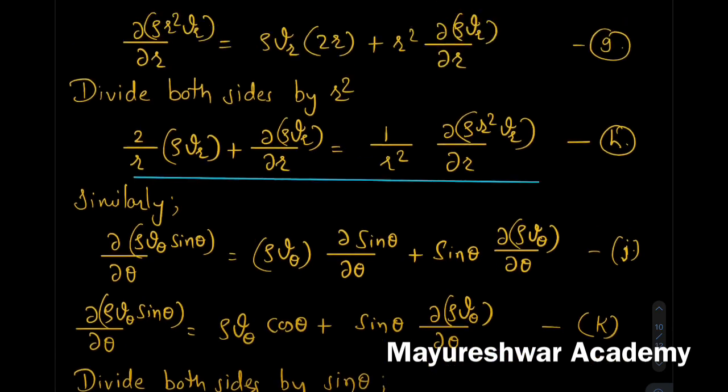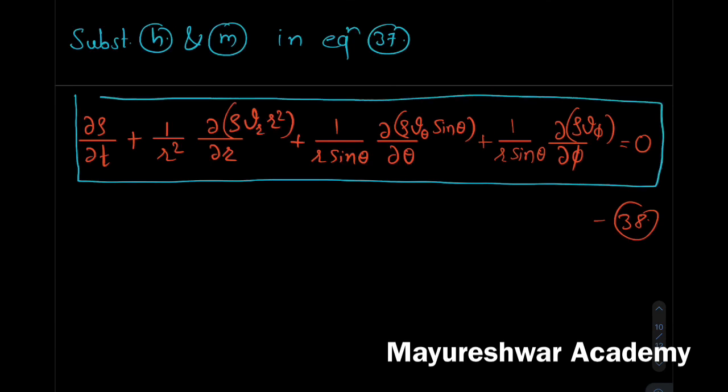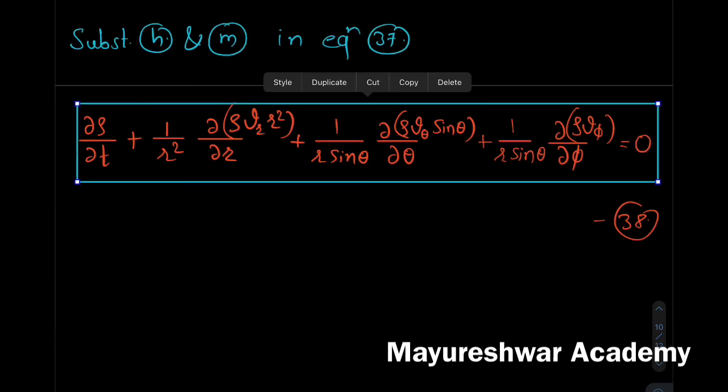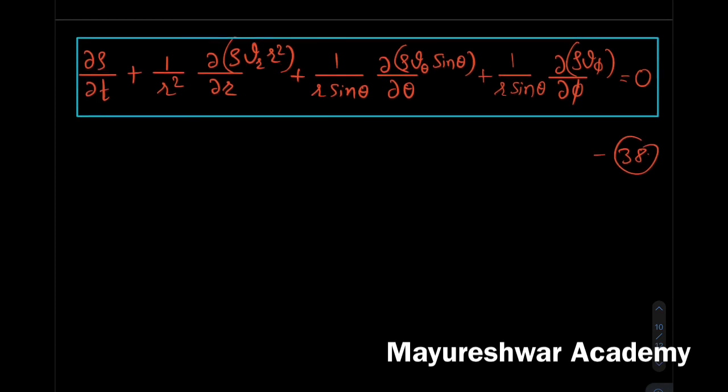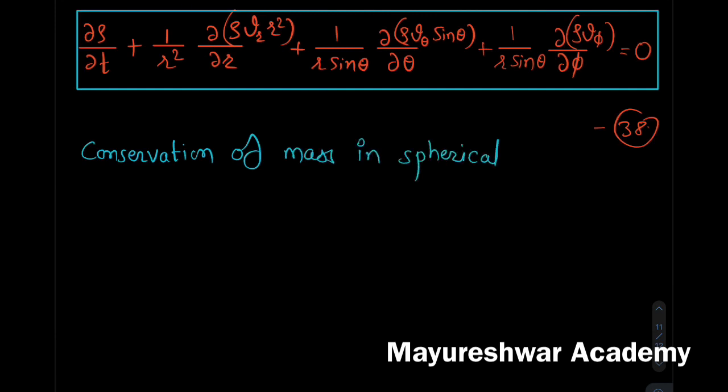So this is the final form of conservation of mass in the spherical system. Let us highlight this. All our results, as well as the representation, will be identical to the earlier Cartesian and cylindrical systems. So this is conservation of mass in spherical coordinate systems. So that's it. Thank you.